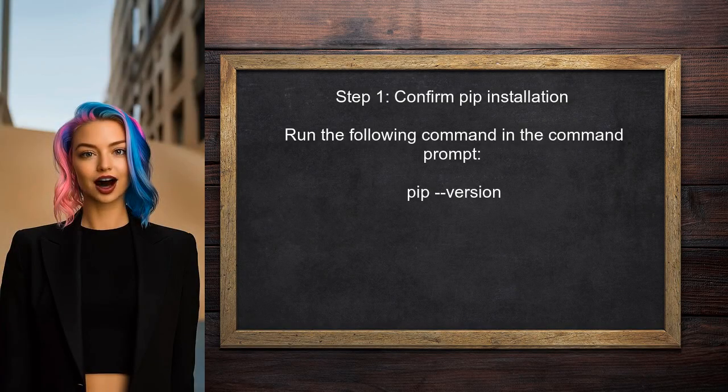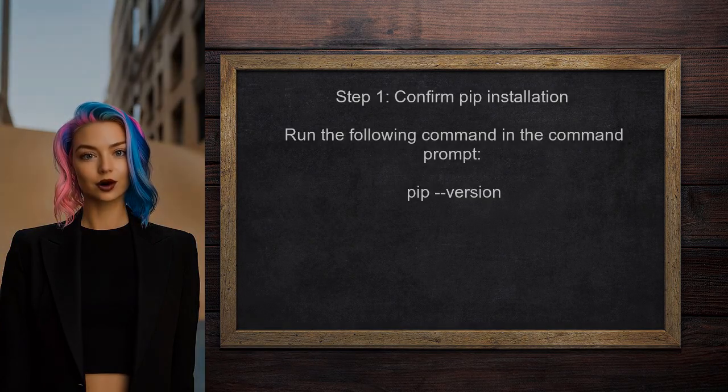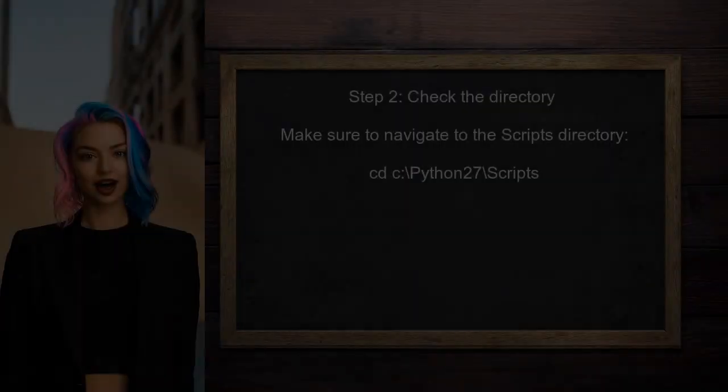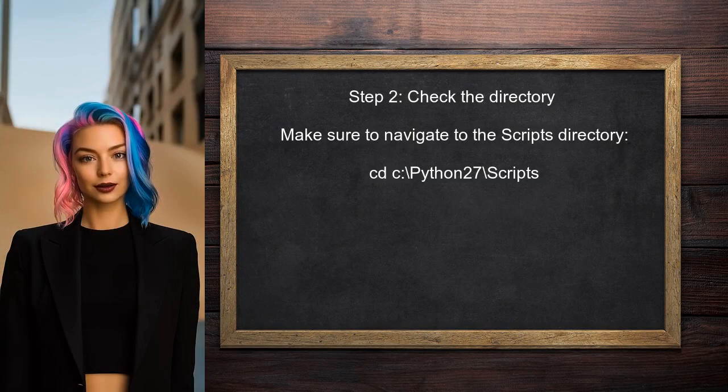First, the user should confirm that pip is installed correctly. They can do this by running a specific command in the command prompt. If pip is installed, the user should see the version number displayed. If not, they may need to reinstall pip.